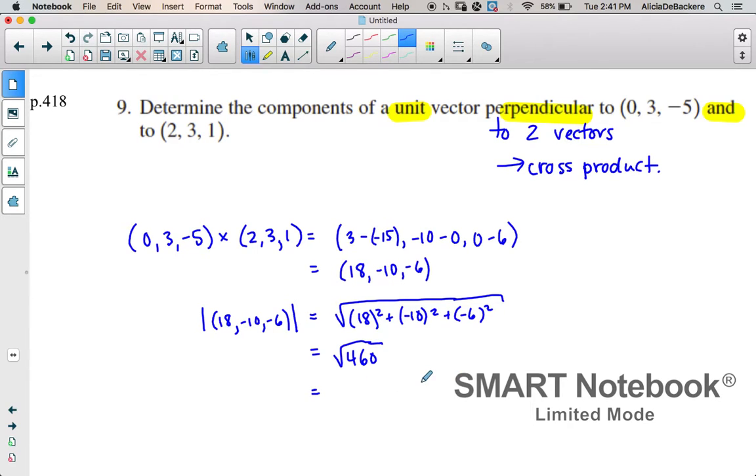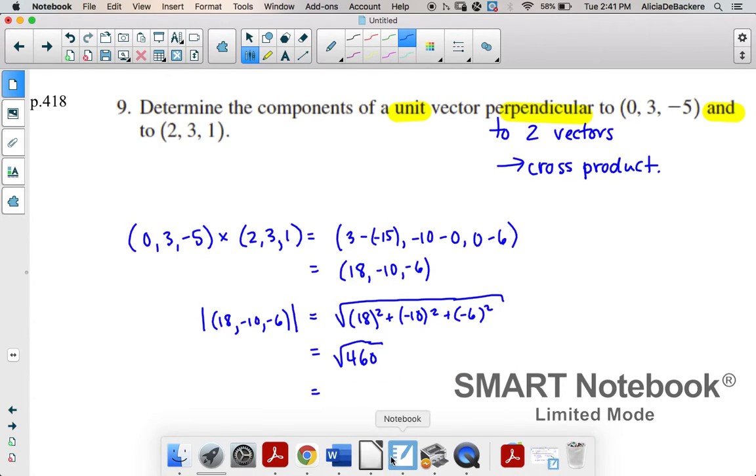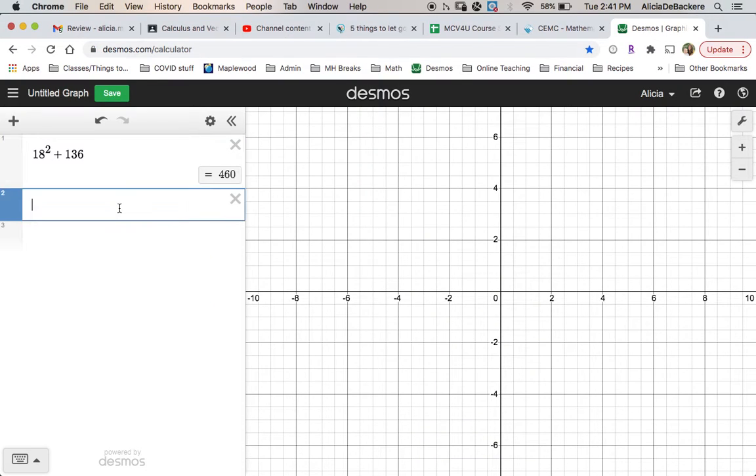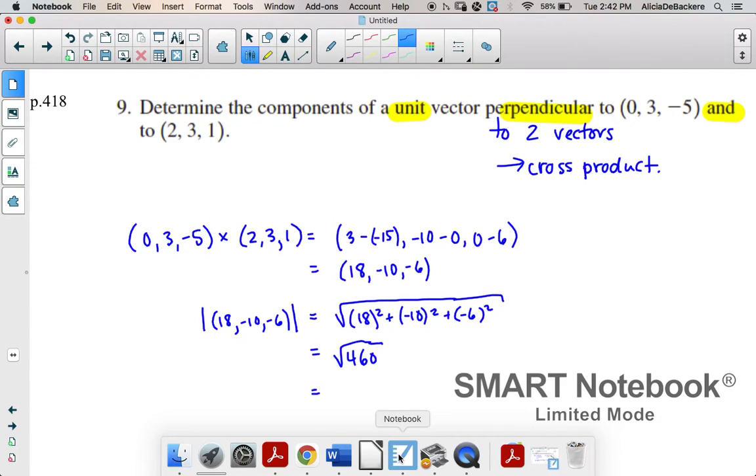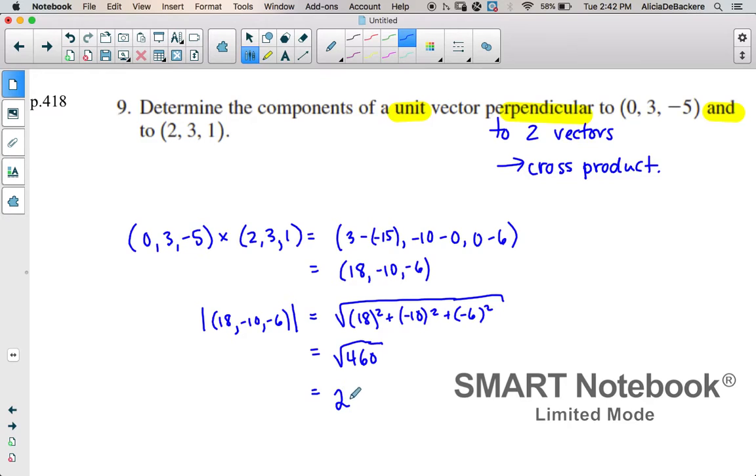And it looks like we could simplify 460, so I'm going back over to my calculator. I think maybe I could pull out a 4, and I can, and I get a 115, which I don't think I can pull out any perfect squares from. So I'm going to pull that 4 out. When I square root the 4, I'll get a 2. So this is the same as 2 root 115.